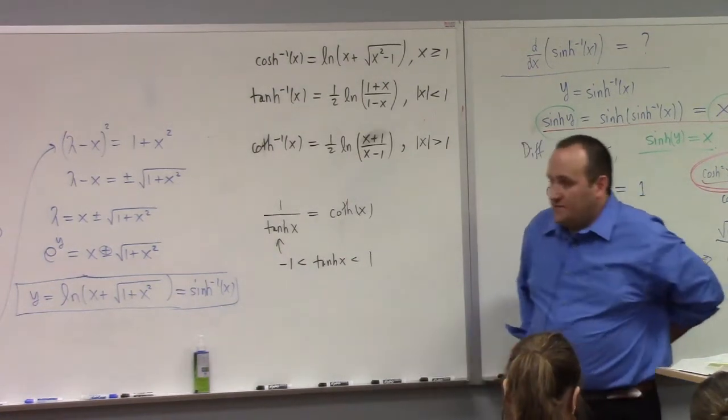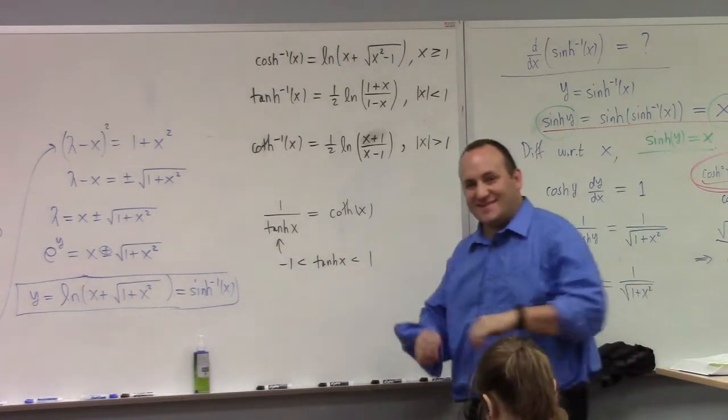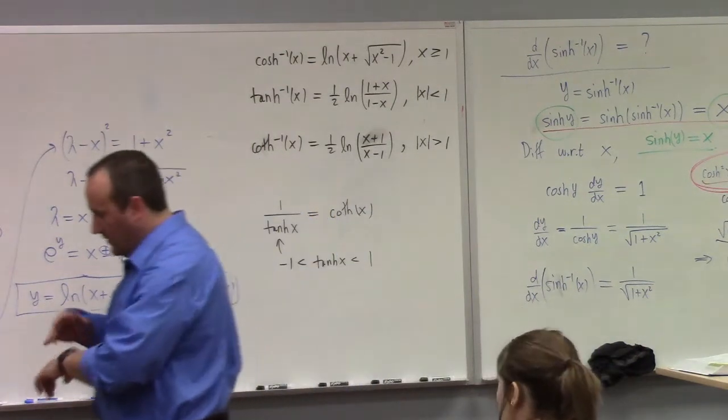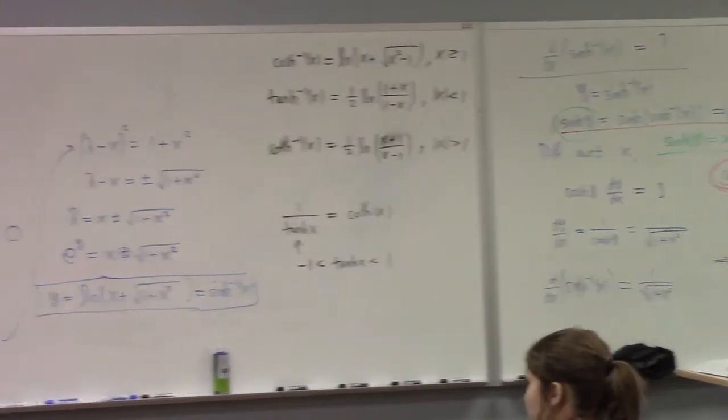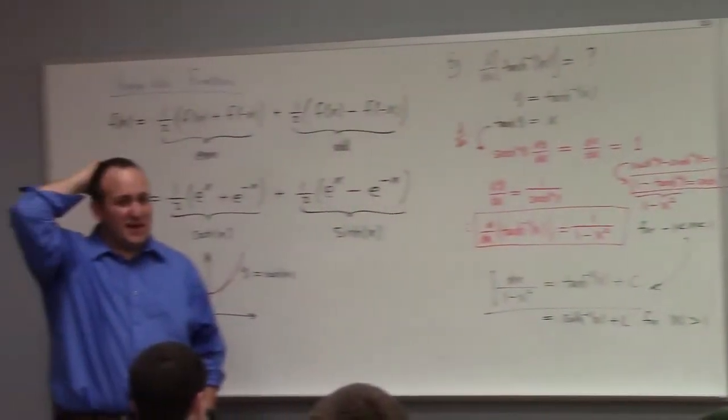So, after all of this, you might ask a question, right? And I think the question that would be good to ask is, why on earth are these called hyperbolic sine and cosine? Do you see a hyperbola anywhere?